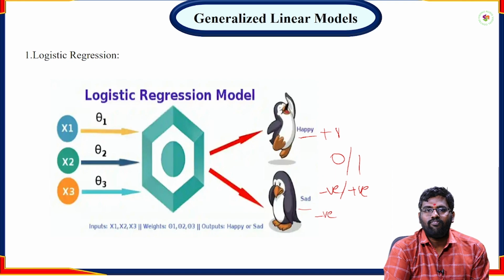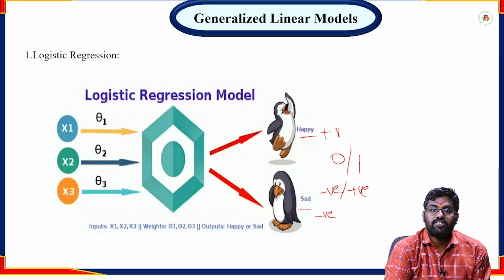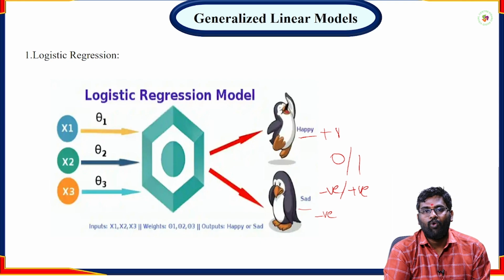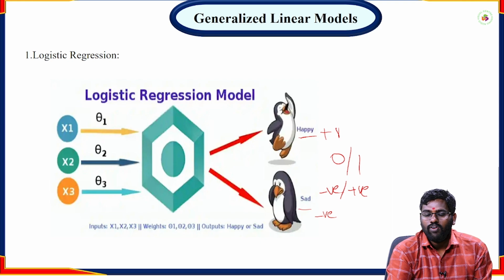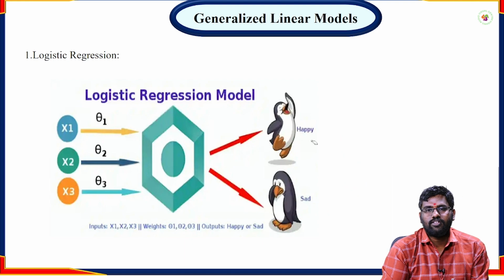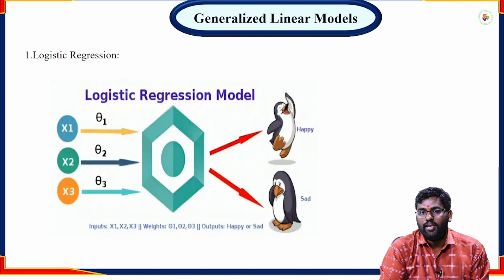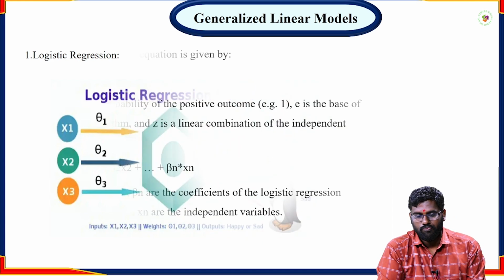So we need to identify the given predicted variable, that means the output, in the form of binary, that means 0 or 1 only. Only two values are there. That is about logistic regression. Only the output predicted variable contains the output in the form of 0 or 1, which means it may be in the positive state or in the negative state.